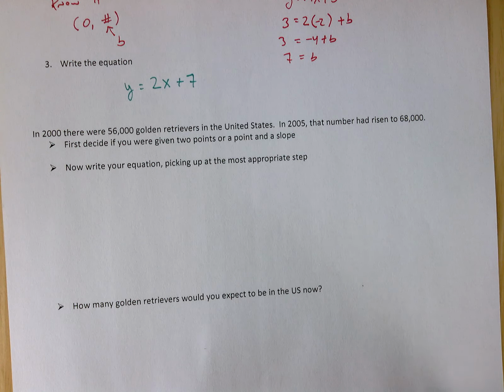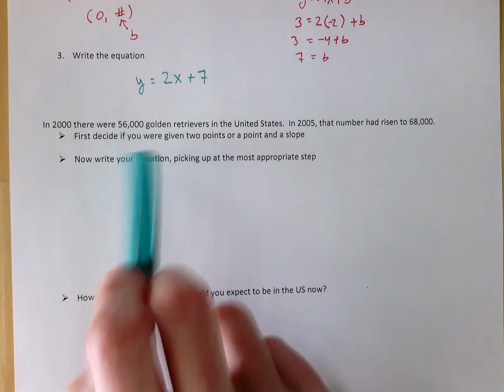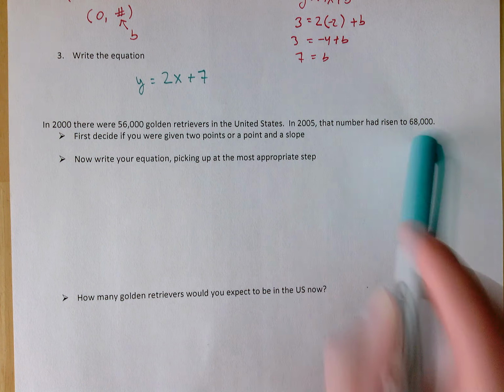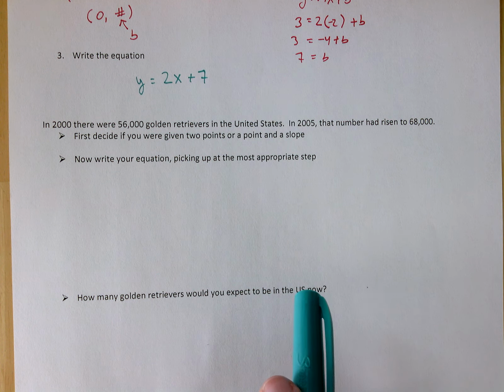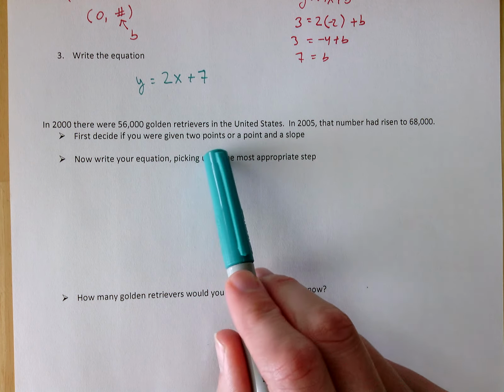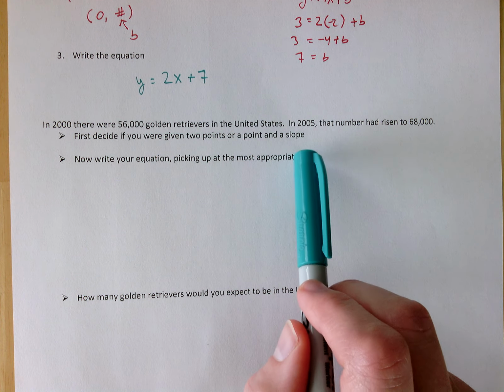Okay, so now let's take a look at this one where we're going to have this as an actual word problem. Okay, so in the year 2000, there were 56,000 golden retrievers in the United States. In the year 2005, that number had risen to 68,000 golden retrievers. So the first thing we're going to decide is if we're given 2 points or if we're given a point and a slope, okay? And how do you tell the difference?